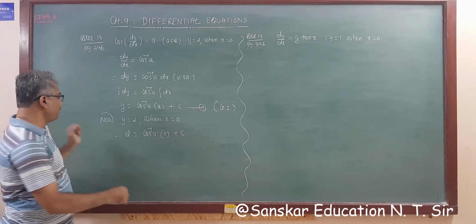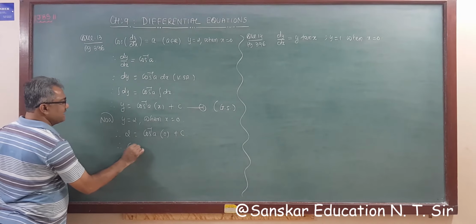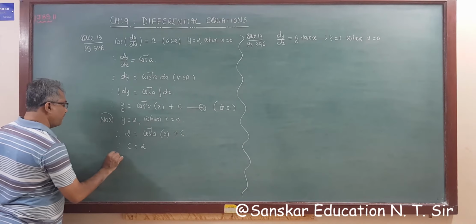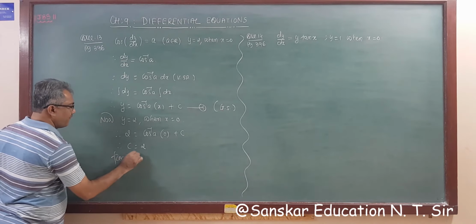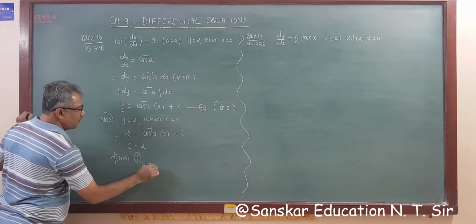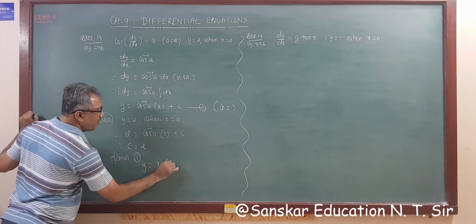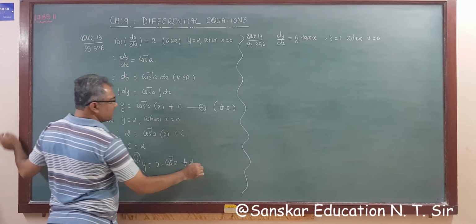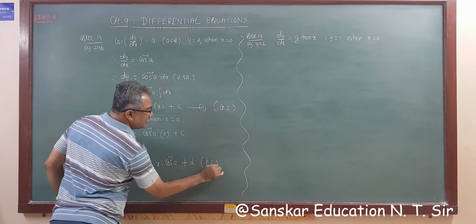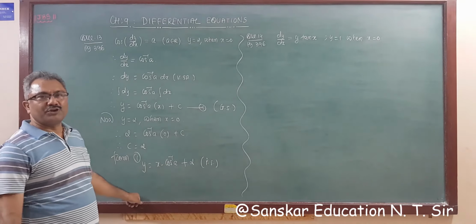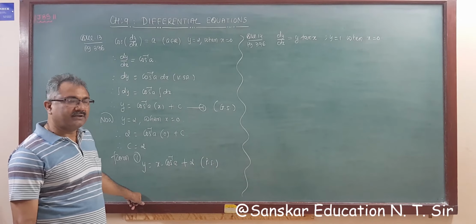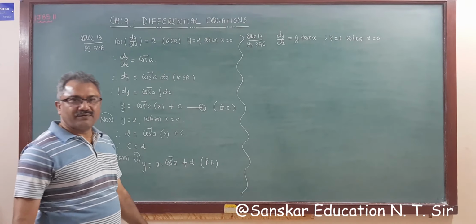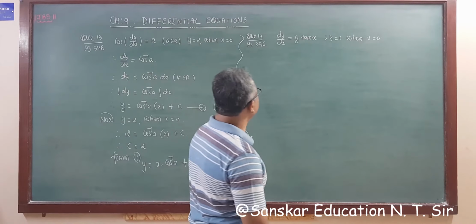So c is 2. So we get c is equal to 2. So from 1, y is equal to x into cos inverse A and plus 2, right? Which is your particular solution, which is the required particular solution, right? Same question is 14, page 396.